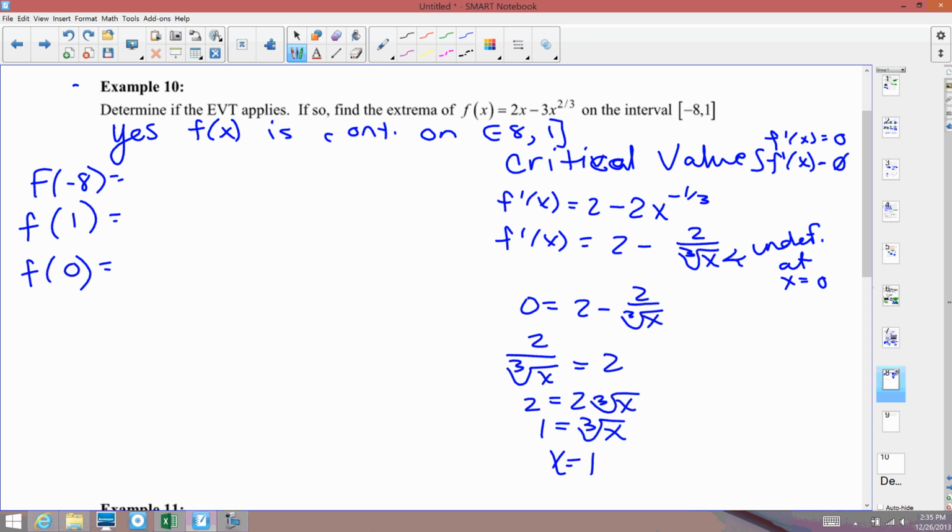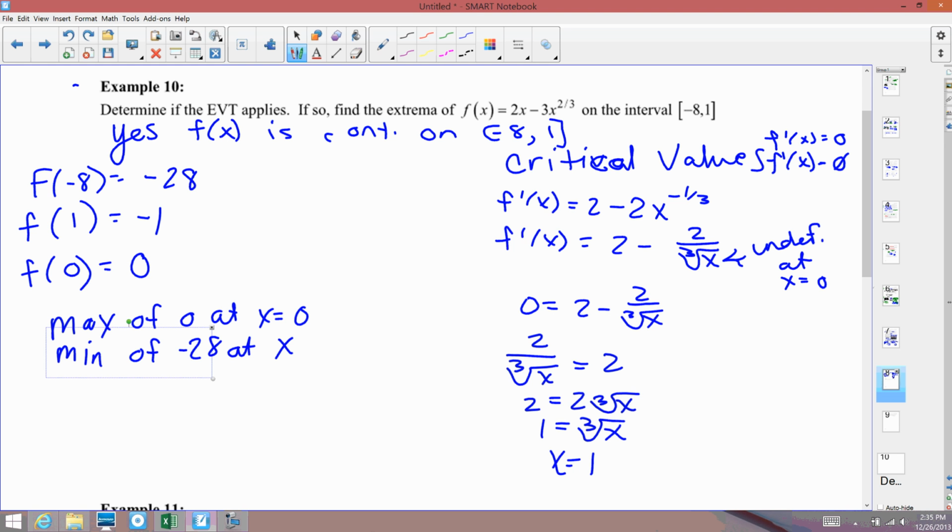So -8, if you plug that in, you get -28, I think. Plug in 1, you get -1, and plug in 0, you get 0. So which of these is the highest? 0, okay, so we have a maximum of 0 at x equals 0. The lowest of these y values, the minimum value, is -28 at x equals -8. So there we go. That's all you have to do for these.